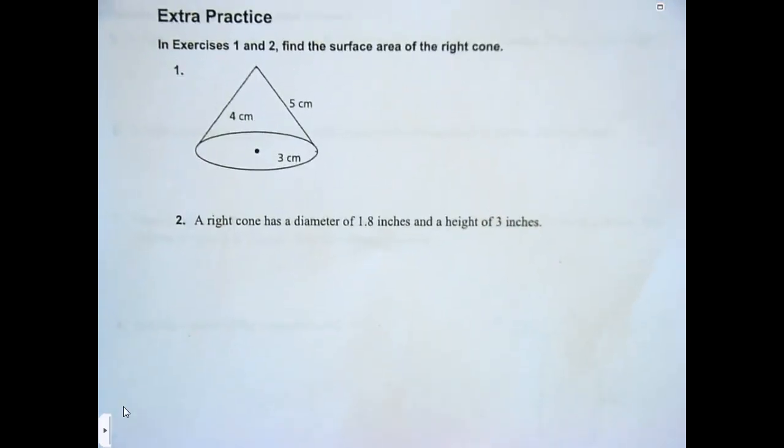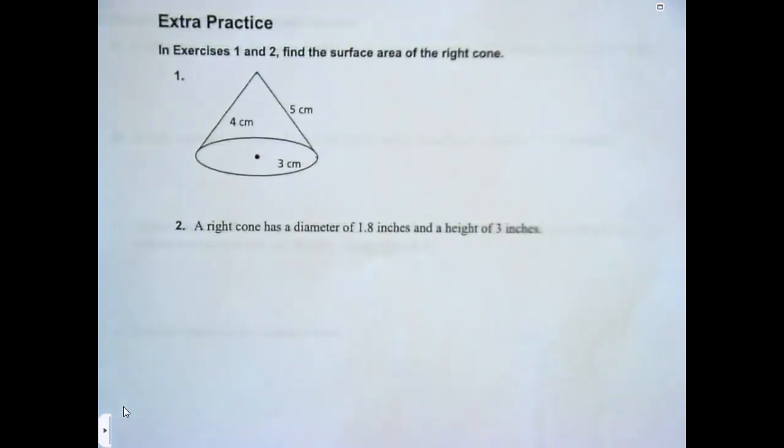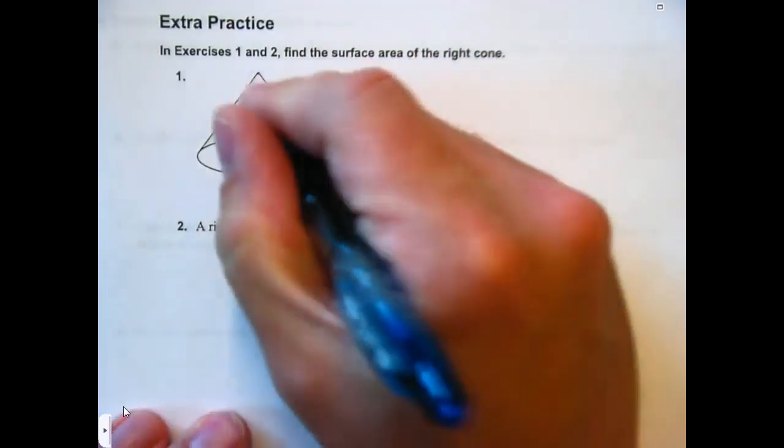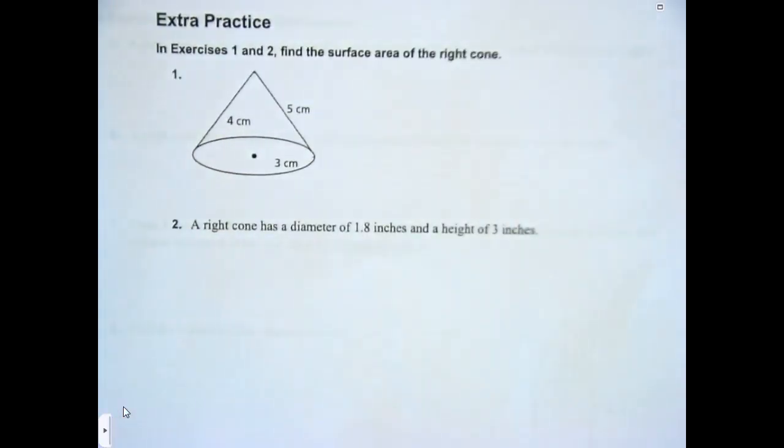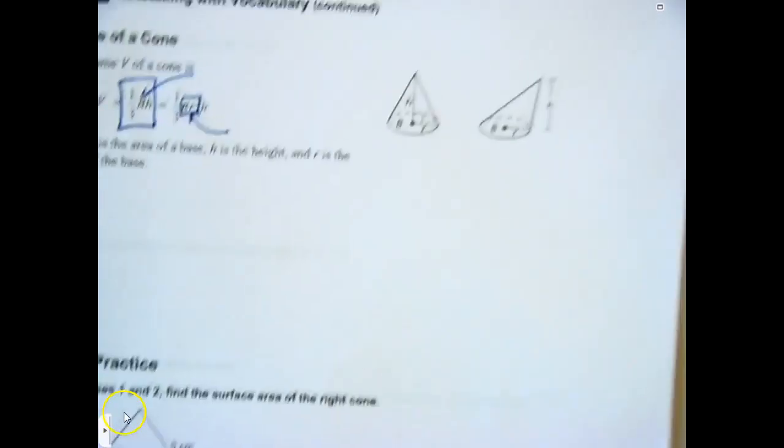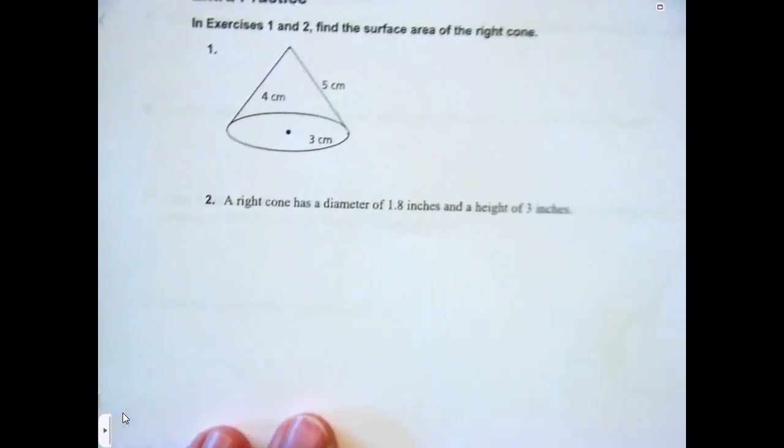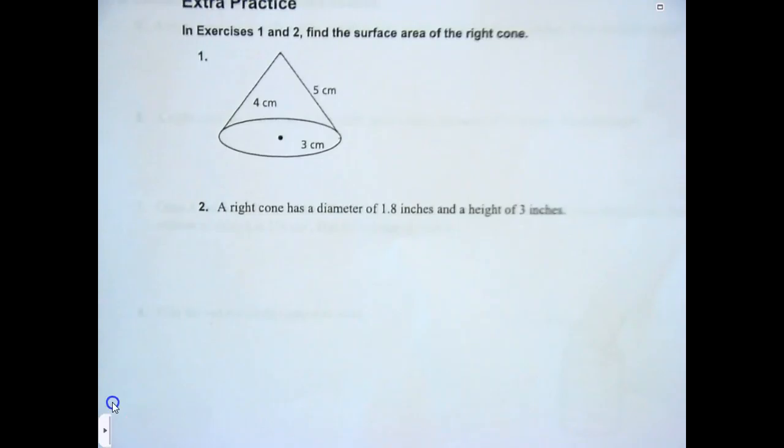All right, let's try some of these. I want you to take a look at number 1. Find the surface area of that cone, please. Notice it's a right cone. It wouldn't matter if we were dealing with an oblique cone. You're using the same formula, but they're saying it's a right cone. So actually do 1 and 2 with your groupies there.